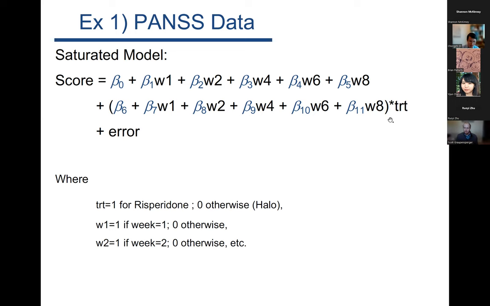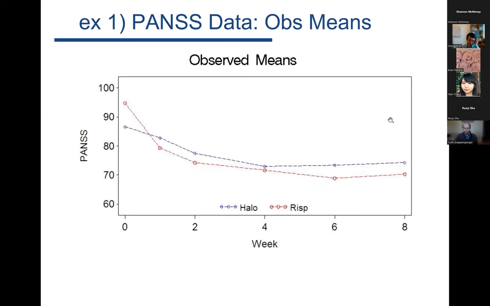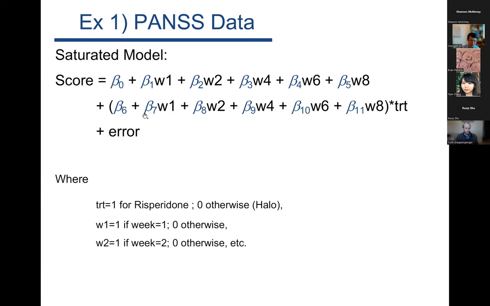Okay. So this model is really a mathematical representation of saying that you allow the change to be really flexible. You allow the slope to change over time in both groups. And in this case, if your scientific question is about the differences between treatments, you're mostly interested in these parameters. These parameters are the interaction parameters.